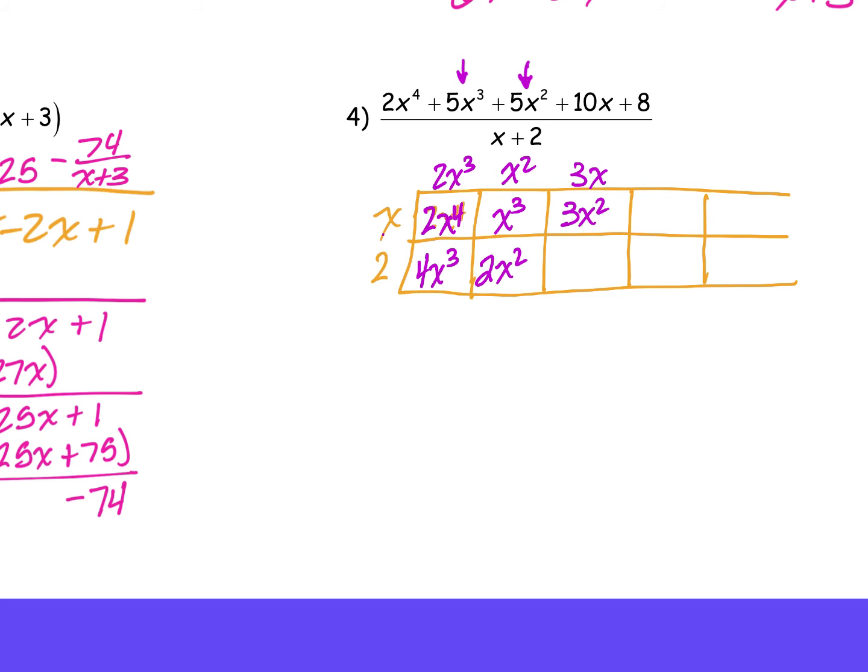What do I multiply x by to give me 3x squared? 3x. 2 times 3x is 6x. What do I add to 6x to get 10x? 4x. What do I multiply x by to get 4x? 4. 4 times 2 is 8. What do I add to 8 to get 8? 0. So my answer is 2x cubed plus x squared plus 3x plus 4. Done.